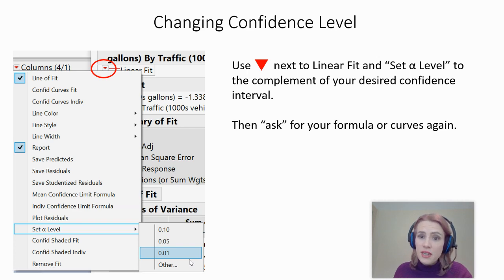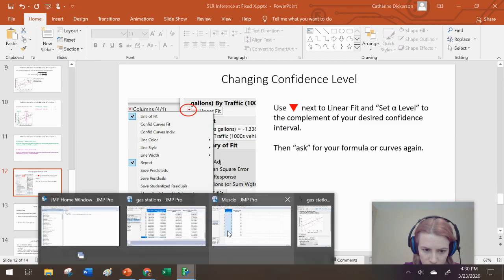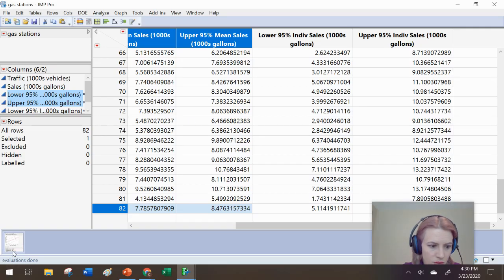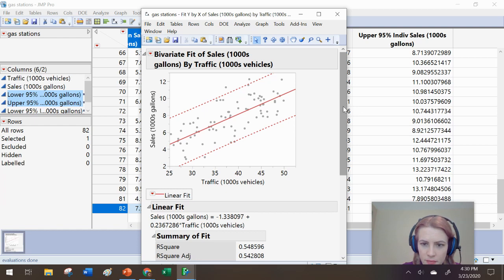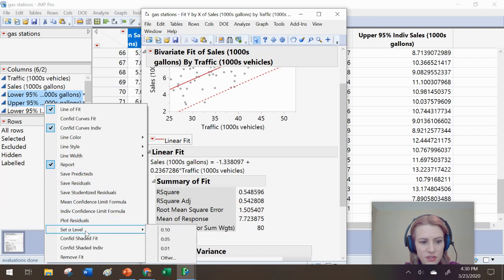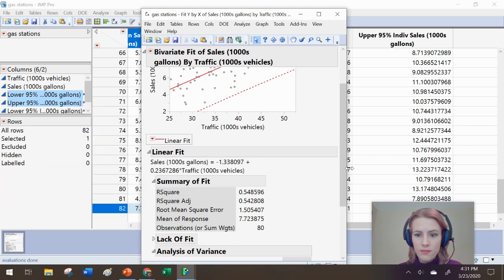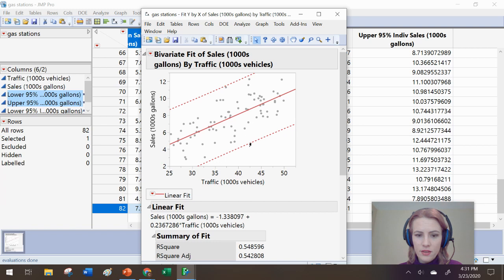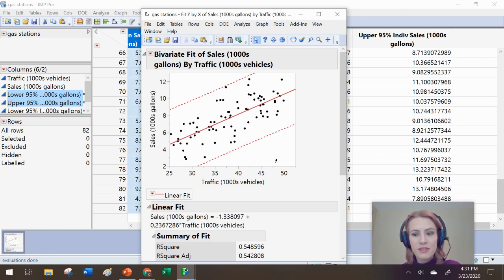So the default is you get 95% confidence intervals, but we can ask for a different value. Down by Linear Fit, the same place that we asked for those intervals in the first place, you can ask to set the alpha level. So 95% corresponds to 0.05. If we want 99%, that corresponds to 0.01. And hopefully you just saw it, my bands moved farther apart for 99% confidence.